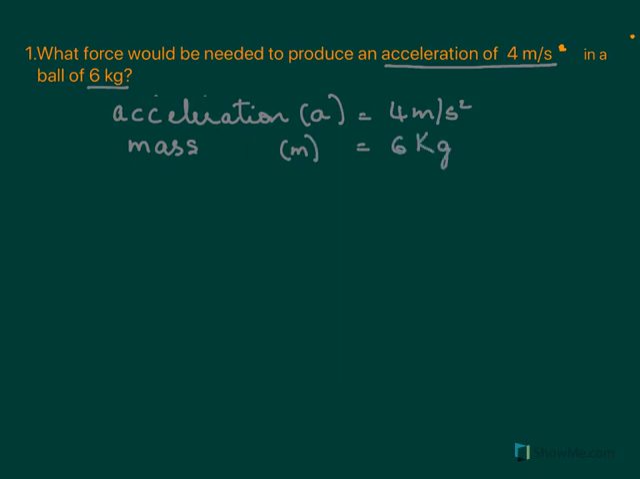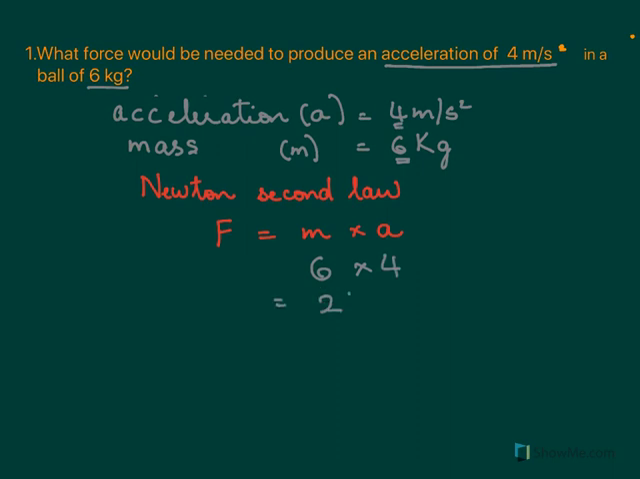We know the formula by Newton's second law. We have F, force, equal to mass into acceleration. Let's put the values. Mass is 6, acceleration is 4. So force will be 24. Now the SI unit of force is Newton, so the force required here is 24 newtons.